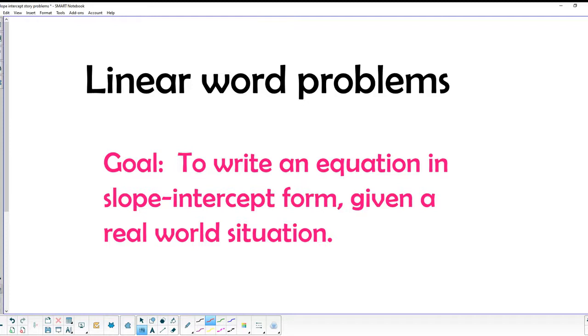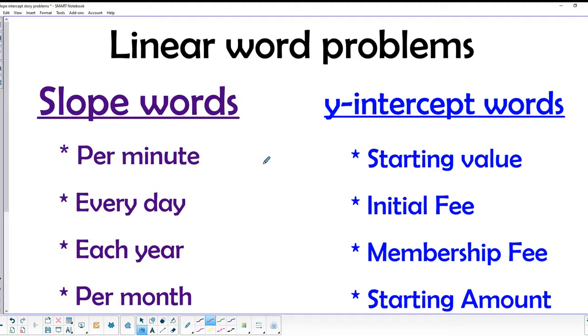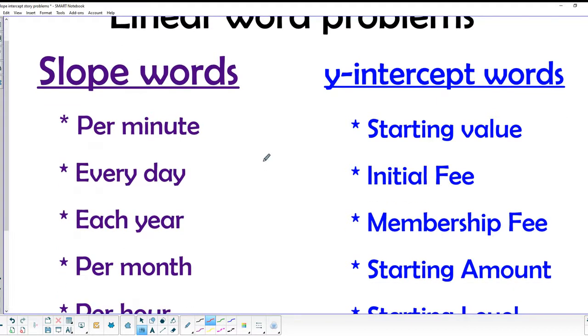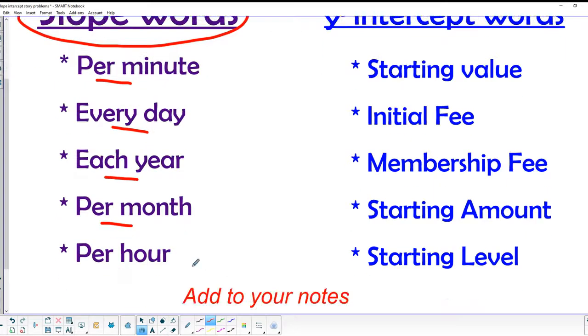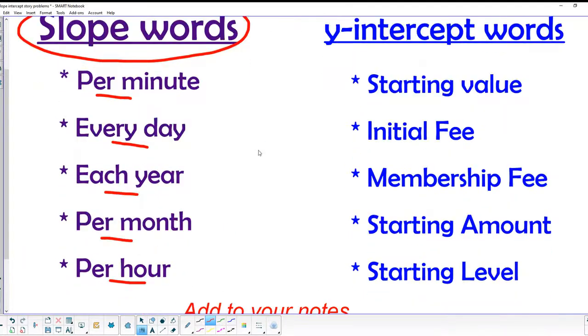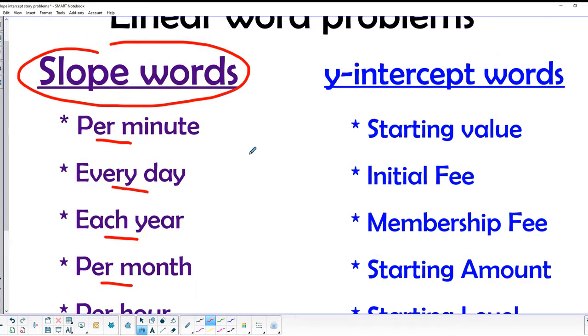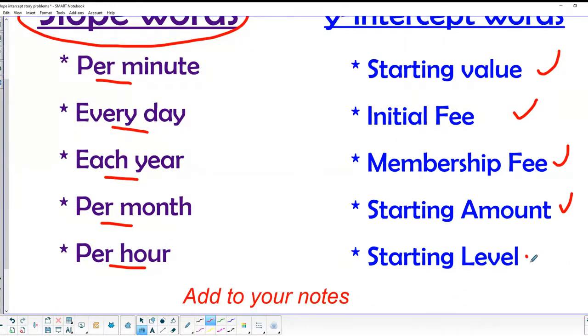Okay, so today our goal is to write some linear equations in slope-intercept form, given that we have a word problem. So whenever we have a word problem, we have to take a look at some vocabulary. Linear word problem words that could help us out are words that would represent slope. So words or phrases like per minute, every day, each year, per month, or per hour. Some of those are phrases that represent slopes in linear equations. On the other hand, the y-intercept values that we could use are something like starting value, initial fee, membership fee, starting amount, and starting level.